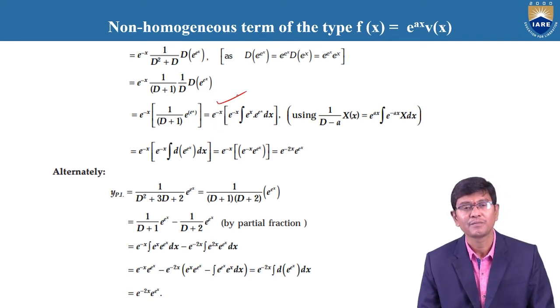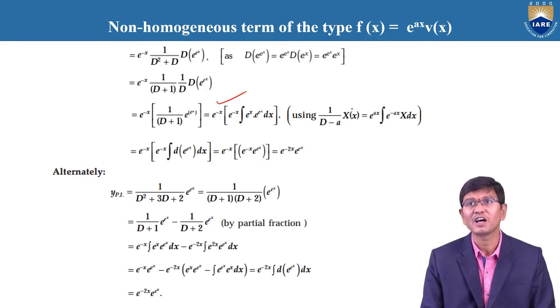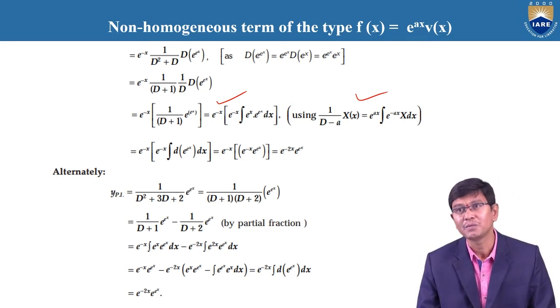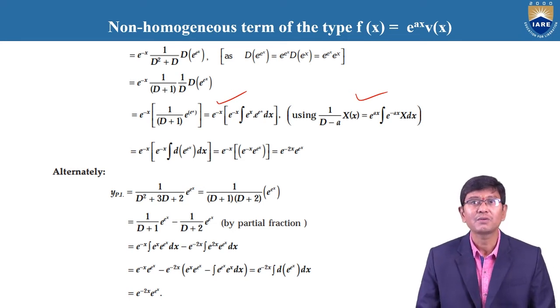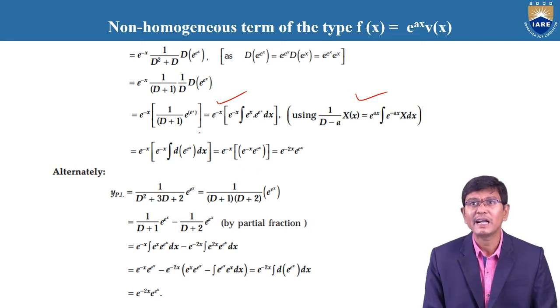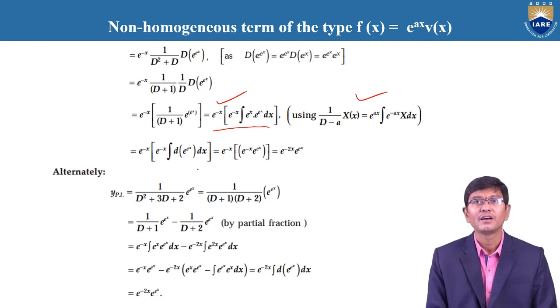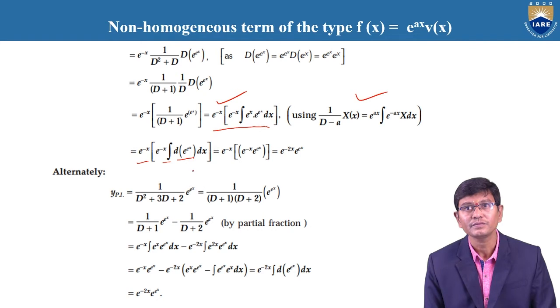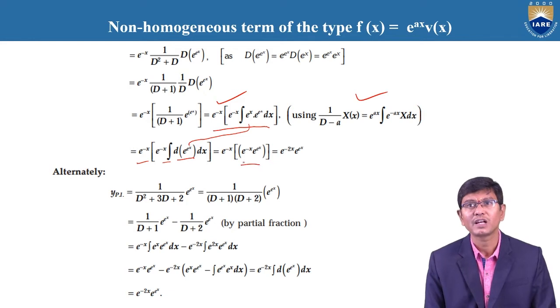And once again, it is in the form of the formula 1 by d minus a into X of x, which is e power ax into the integration of e power ax into e power x into dx. While using this formula, it is e power minus x into e power minus x into the integration of e power x into e power x into dx. Here e power minus x is as is, and the other is also as is. Instead of the integration, it is the derivative of e power x into dx, which clearly satisfies the integration of e power x into e power x. Therefore, e power minus x into e power minus x into e power x. Clearly e power minus x into e power minus x is e power minus 2x.